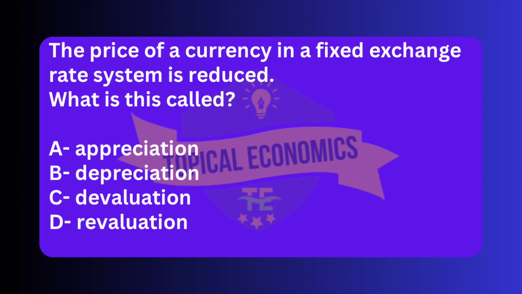Analyzing the other options. Option A, appreciation, is the increase in the value of a currency, which would happen if the price of the currency were to rise. Next, option B, depreciation, refers to a decrease in the value of a currency in a floating exchange rate system, where the currency's value is determined by market forces. In a fixed system, a depreciation is typically not a term used unless referring to a fall in value due to market pressures outside of government control. Lastly, option D, revaluation, is the opposite of devaluation. It refers to the deliberate increase in the value of a currency in a fixed exchange rate system.